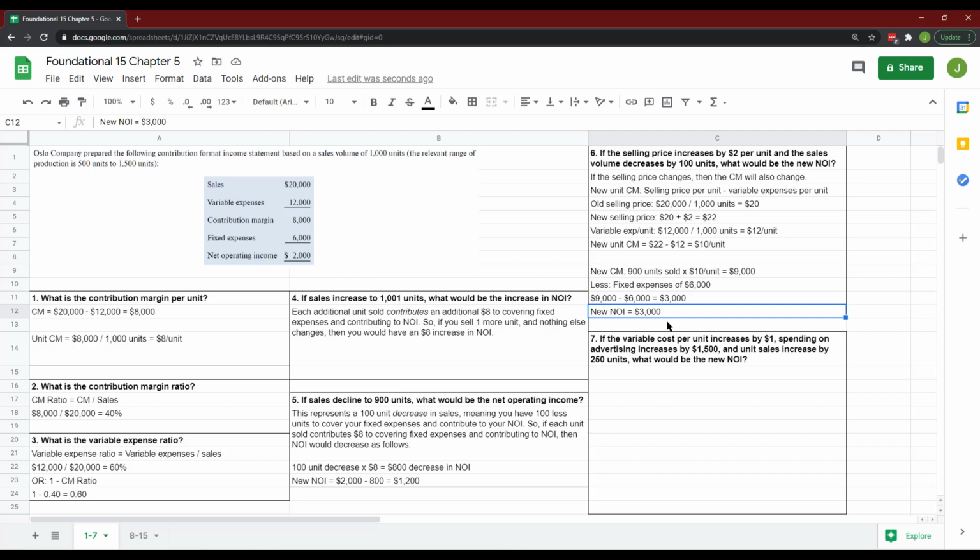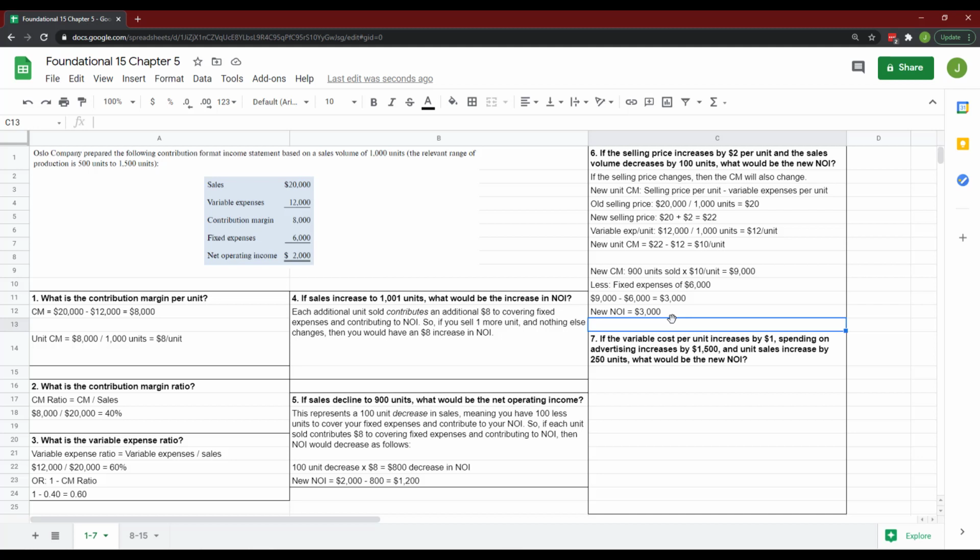If you were to increase selling price by $2 and also experience a decrease in sales volume of 100 units. Well, what was your net operating income before? It was $2,000 before. Now, after increasing your selling price and losing some sales, we have a higher net operating income. We increased our net operating income by $1,000 here. So it looks like this change was worth it. Although they lost a bit of sales volume, they made up for that with the higher unit CM.